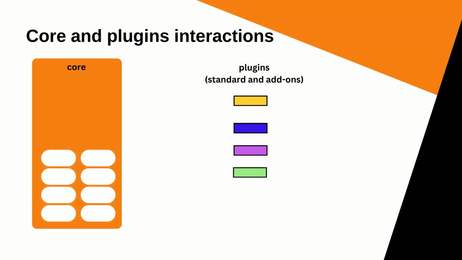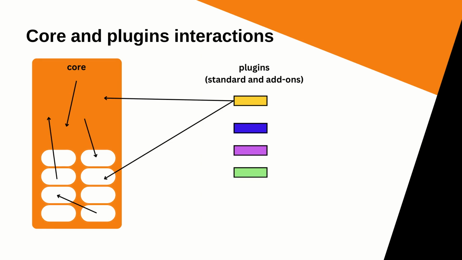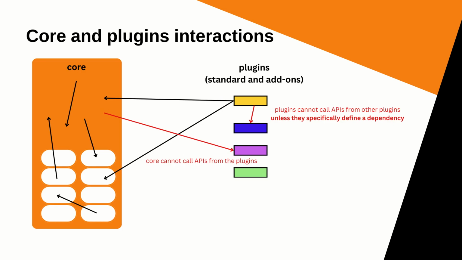The word plugin implies that it can be added or removed. Any plugin, even a standard one, can be uninstalled without breaking the site. Moodle core can call API methods from itself and from core subsystems. Subsystems can call each other and Moodle core. Plugins can call APIs from the core and subsystems. However, neither the core nor subsystems can call APIs from plugins. Also, plugins cannot call each other unless they explicitly define a dependency.